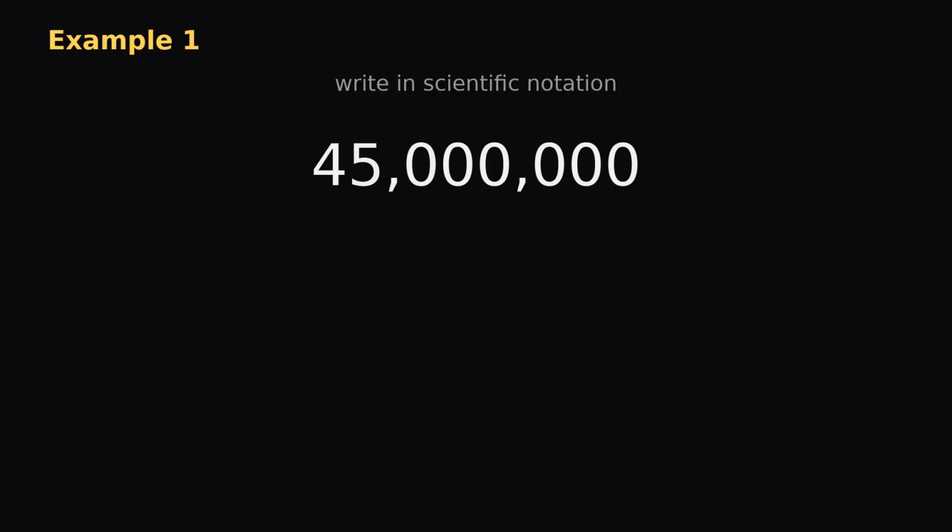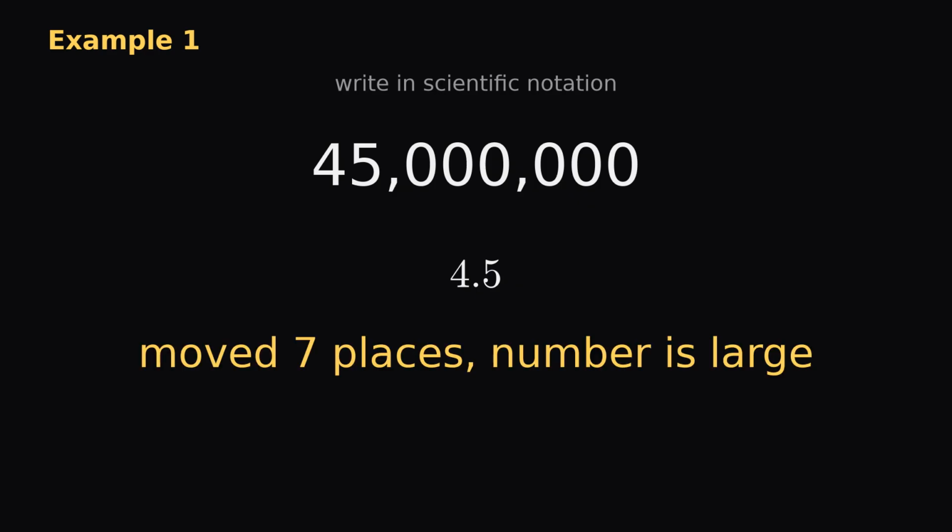Example 1. Write 45 million in scientific notation. Put the decimal after the 4, which gives 4.5. Now count the places from where the decimal was to where it is now. 7. The number is large, so k is positive. 4.5 times 10 to the 7th.